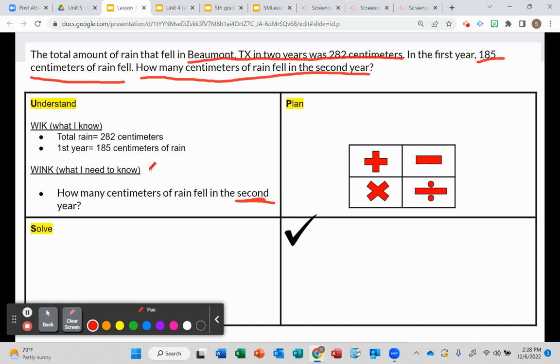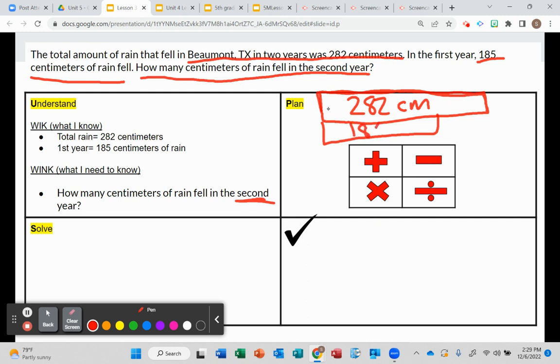So before we go about solving this problem, let's make a plan as to what we need to do. I'm going to draw a strip diagram to help us visualize this a little bit better. So I know in 2 years, I had 282 centimeters of rainfall, right? And then I know in the first year, I had 185 centimeters, right? Okay. But in the second year, I am not really sure. I don't know how much rain fell. So that is what I need to figure out.